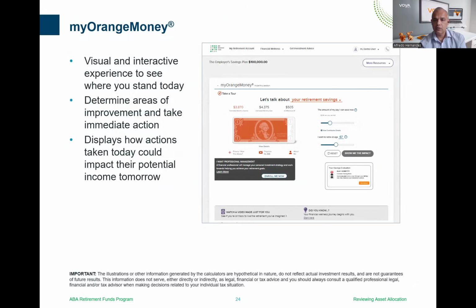This is Voya's answer to the question of, how much do I need to retire? Or perhaps, I'm looking at this balance and what does this mean? This is an interactive experience that you can access via the plan website as well as the app. And what it does is give you a better answer to that all-important question. I'm staring at my balance. What does it mean based on today and my projected retirement year?